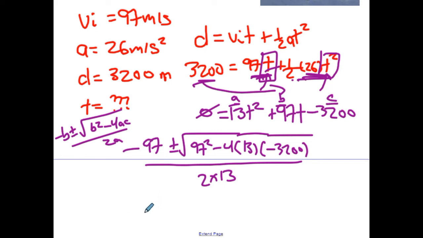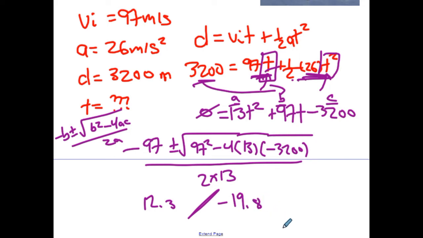Now, here's the thing. You're going to get two answers when you do this, but only one of them is logical. I'm going to solve them both in my calculator here and just write them down. So I'm going to do 97 plus the square root of 97 squared minus 4 times 13 times negative 3,200, divided by 2 times 13. And so I got an answer of 12.3. But I should get a second answer if I do negative 97, subtract the square root of 97 squared, minus 4 times 13 times negative 3,200, and then you divide by 2 times 13. I also get negative 19.8.